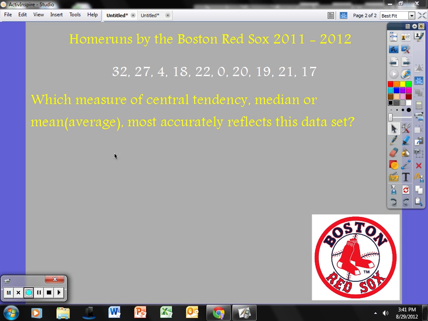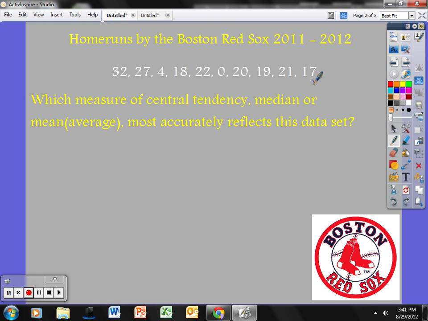I wanted to talk today about the difference between median and mean. Sometimes we always want to say the average is the number that best represents a set of data, or the most accurate reflection of that data set. So I've generated some numbers here: home runs by the Boston Red Sox for the 2011-2012 season. It asks which measure of central tendency, median or mean, which we also call the average, most accurately reflects this data set.